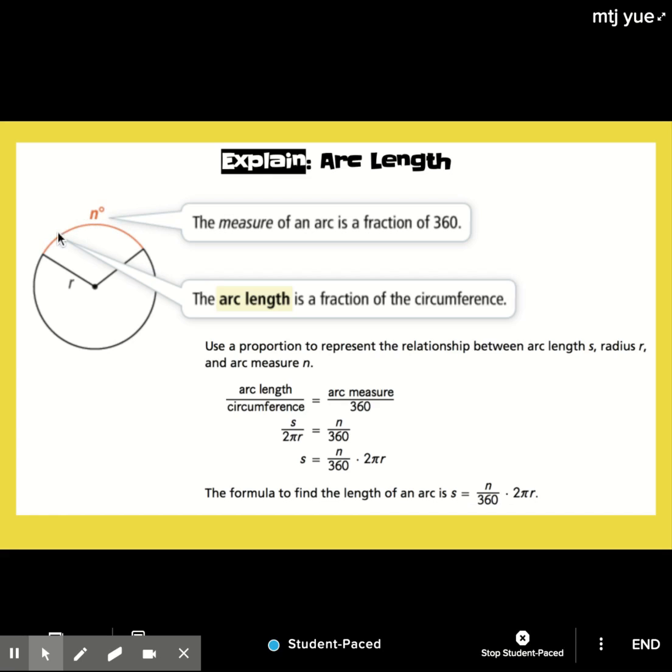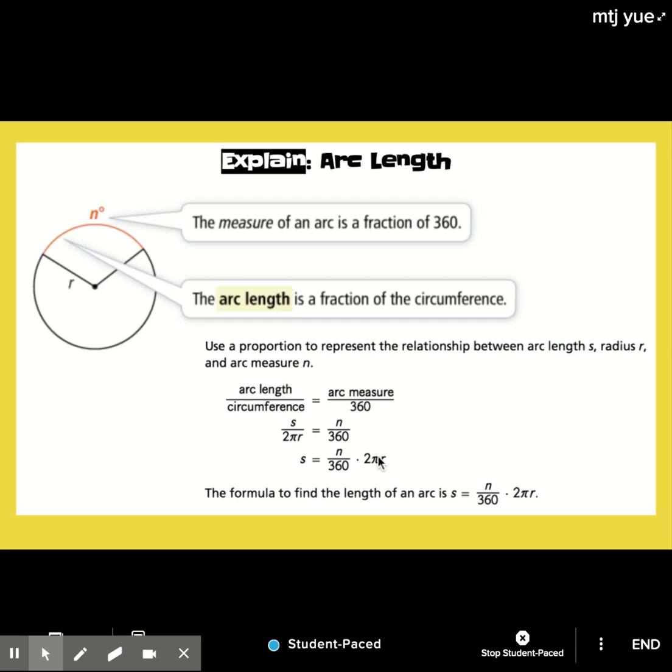In order to find the actual length of this arc, we need to be able to find the ratio of this degree measure by the entire circle multiplied by the actual circumference of the circle. And so when you see this equation, S is equal to N divided by 360, then N is your arc measure, meaning your angle measurement from the central angle and the arc. Your 2 pi r is just the equation for circumference.